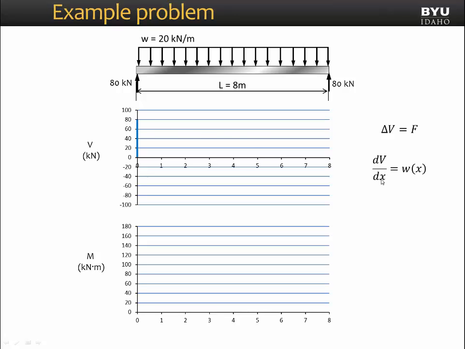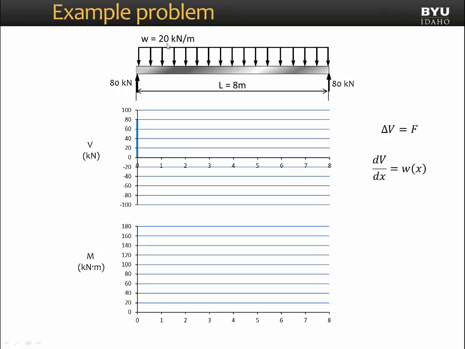Now, the next rule is one we have not yet applied. It states that the derivative of the shear is equal to the distributed load function, or in other words, the slope of the shear diagram is equal to the distributed load function. What this means is that the distributed load indicates what the slope of our shear diagram is going to be.